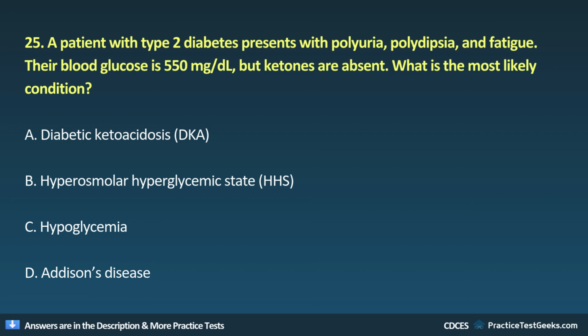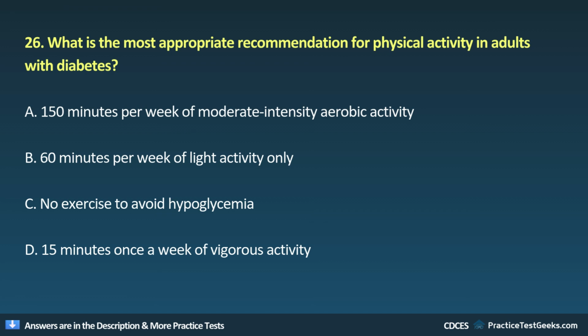25. A patient with type 2 diabetes presents with polyuria, polydipsia, and fatigue. Their blood glucose is 550 milligrams per deciliter, but ketones are absent. What is the most likely condition? A. Diabetic ketoacidosis, DKA. B. Hyperosmolar hyperglycemic state, HHS. C. Hypoglycemia. D. Addison's disease.